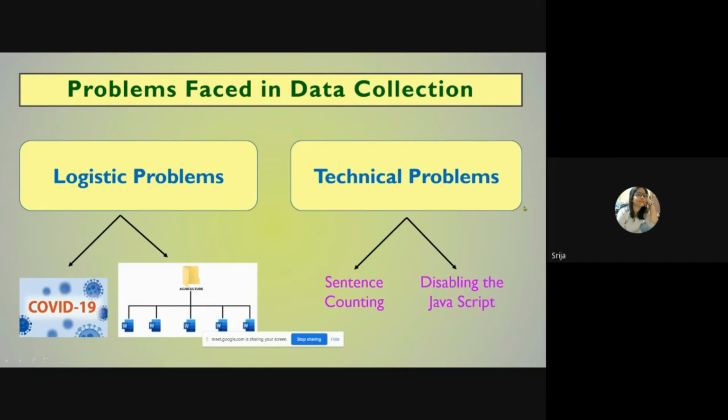And in case of technical problems, we saw that Microsoft Word does not actually have a sentence counting tool specifically. So what we did was we used an online NLP tool called Text Fixer to count the number of sentences to give you the quantitative analysis of our data. Okay, the second technical problem we faced was some of the newspapers like Times of India and Deccan Chronicle, they did not allow us to copy data manually from their website. So after disabling the JavaScript, we were able to do that.